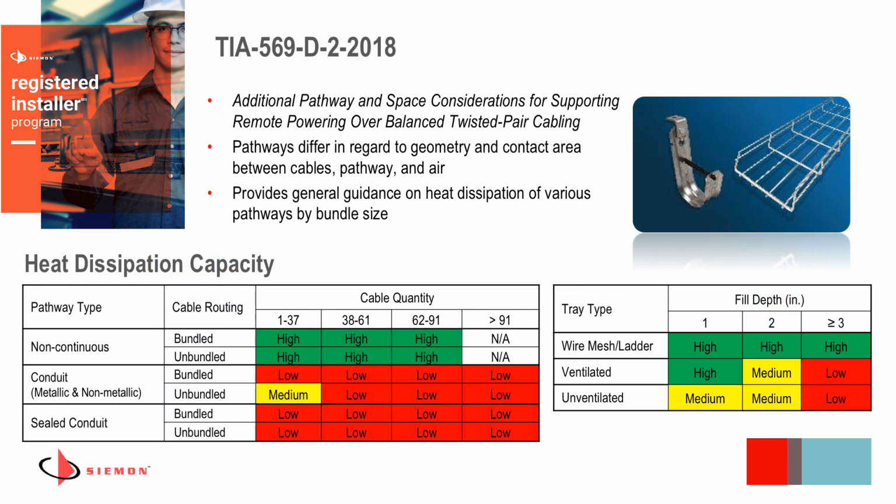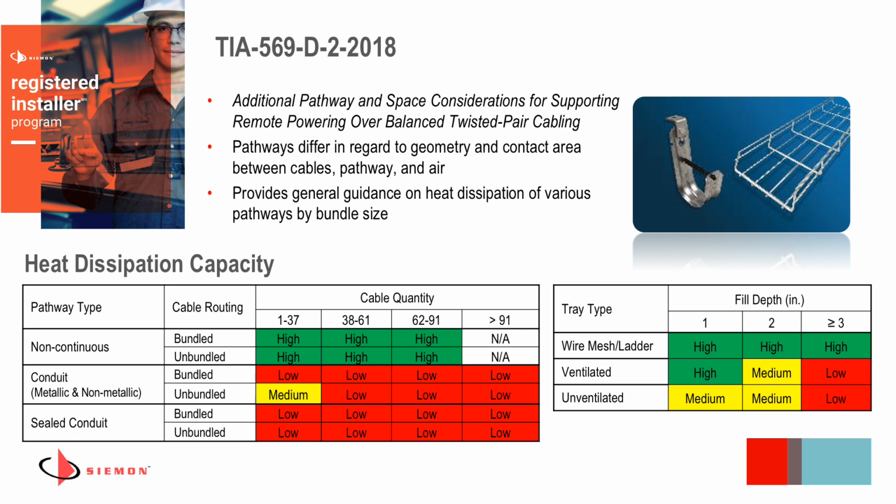In 2018, TIA also released an addendum to the TIA 569-D standard, which has since been incorporated into the 569-E standard. It was additional considerations for pathways, if you're going to be doing remote powering. What this really tells you at the end of the day is that open conveyance systems are much better at dissipating heat than closed systems. So a sealed conduit, enclosed at both ends, is your worst kind of scenario.